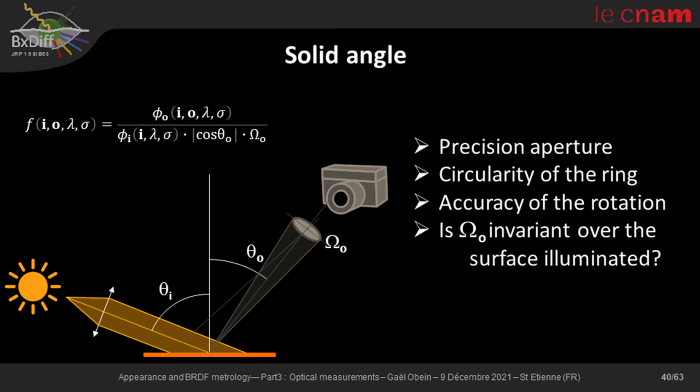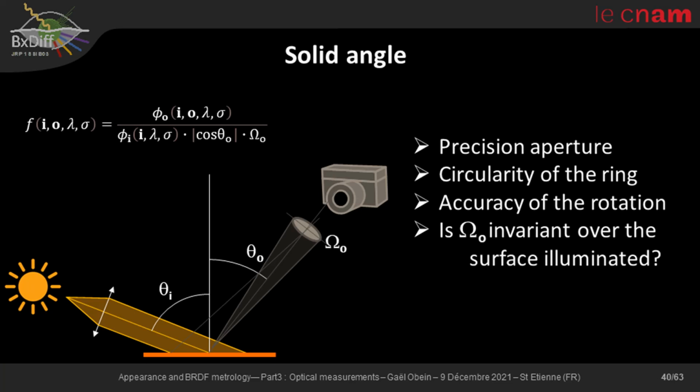For instance, when you are rotating around the sample with a ring of 2 meters or 1 meter of diameter, are you really sure that this ring is circular? How do you control the circularity? If you change by 1 or 2 millimeters, then it enters at a square inside the solid angle, and it provides error. You also have to be careful.